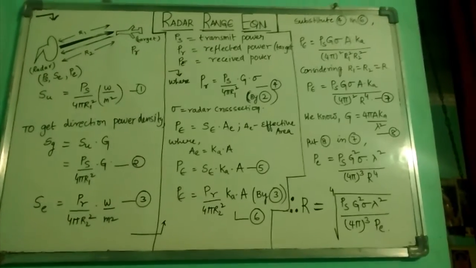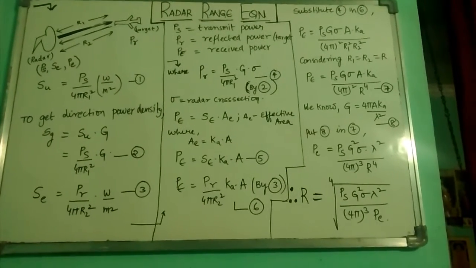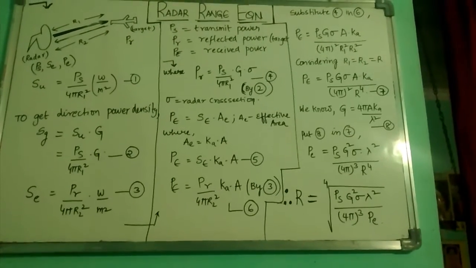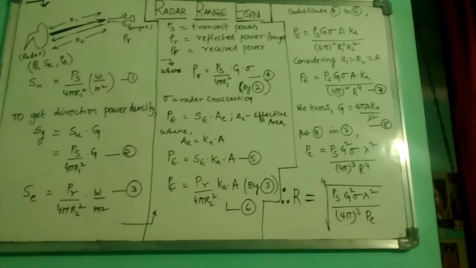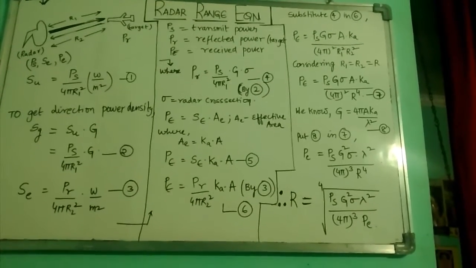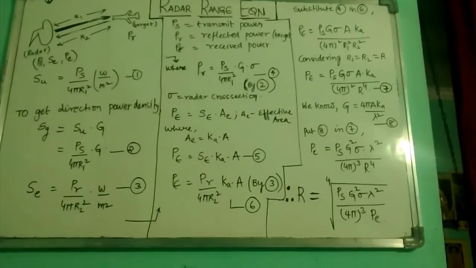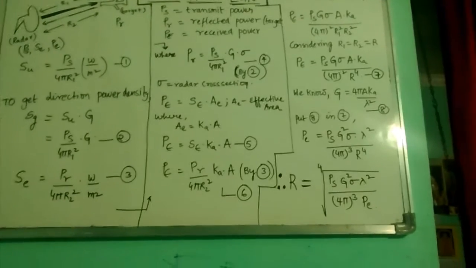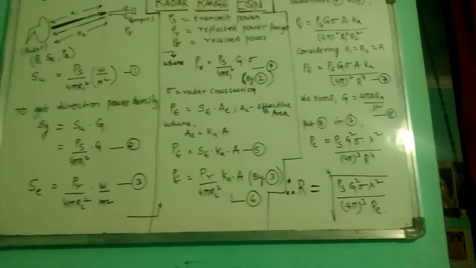Now if you look at the first block, we consider a radar transmitting the power PS towards the target, and the power density, as we know, is given by power by area. In this case we consider the waves traveling from radar to target to be ideal. Ideal means the waves do not undergo interference.